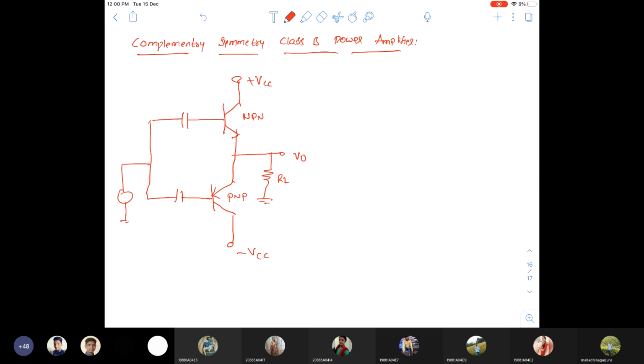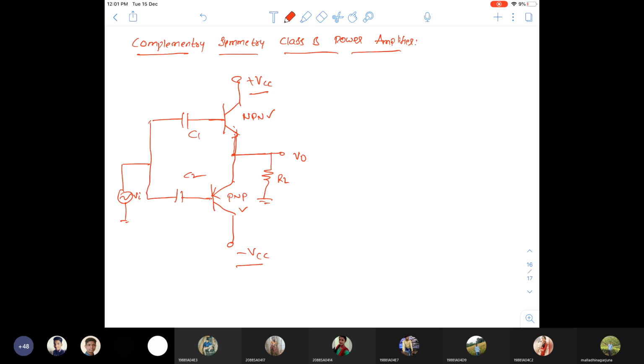Okay, so now see, this is complementary symmetry class B power amplifier. So see, this one is NPN transistor, another is PNP transistor, two opposite types of transistors we are using. For NPN we are using plus VCC, for PNP we are using minus VCC. Okay, now coming to this configuration, what is the configuration of it? Input you are giving to the base, output is taken across the emitter.